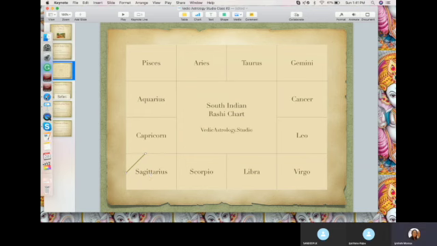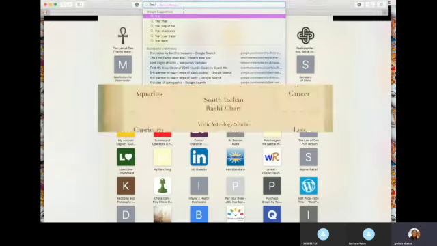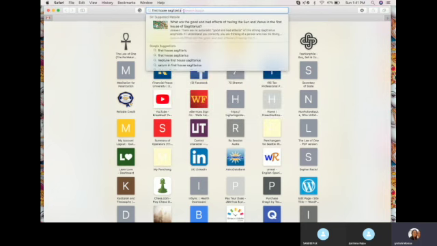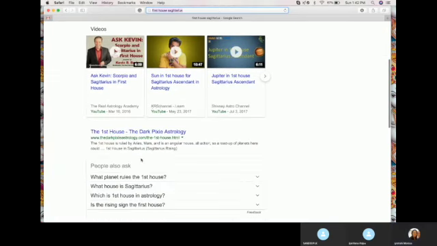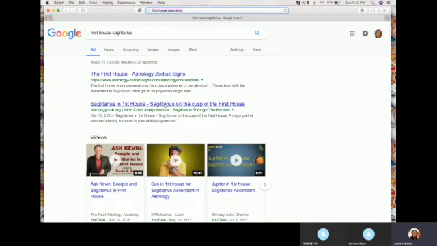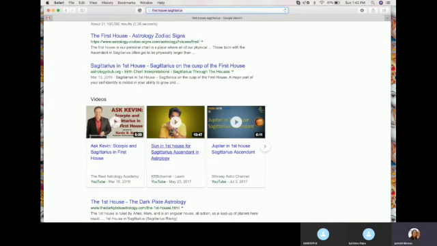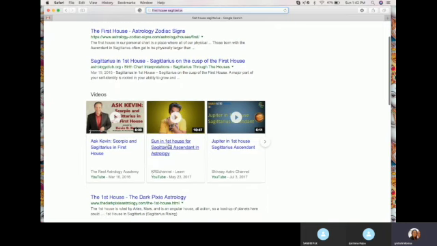And you can just go online and say, okay, first house Sagittarius. And it doesn't matter if it gives you a Western or Vedic definition, because they both have similar characteristics in terms of signs and houses. What the signs indicate, what the houses indicate, usually Western and Vedic are congruent. So you can either look at KR's channel and he'll describe the first house. Well, he has planets in the houses. You can just say here, first house Sagittarius.